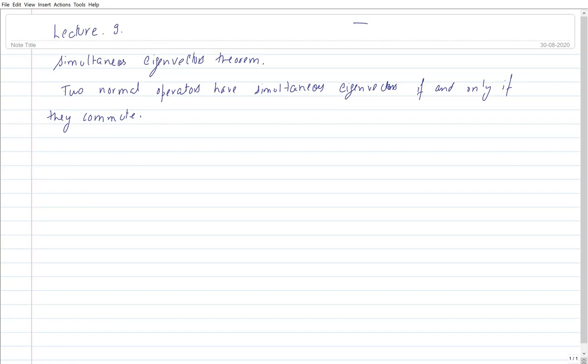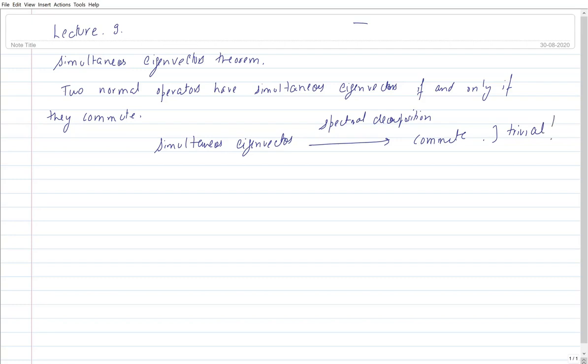So, well, the if part of the proof was rather trivial. I assume they have simultaneous eigenvectors. I can carry out a spectral decomposition of each of the operators, and I can show that they commute. So this is rather trivial. What about the other direction?